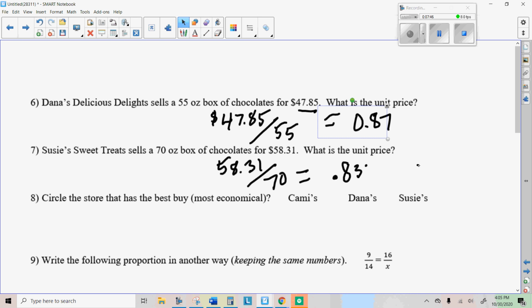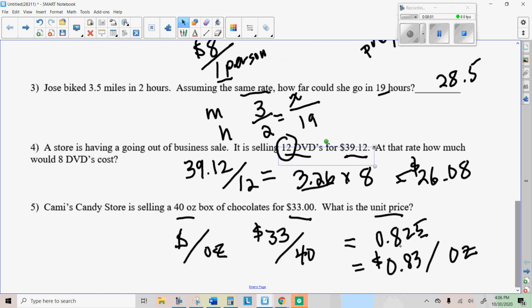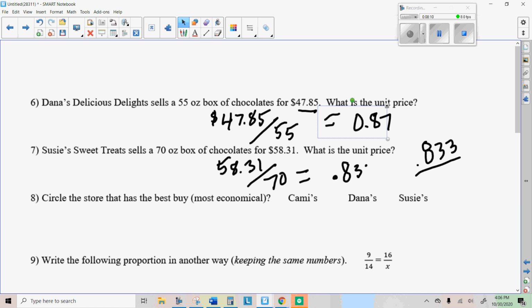Well, we might need to know. I think this is really close to that other one, isn't it? So let's put a 3 there. And then we'll see. Now, which store has the best buy? Let's go back and look at the original one. That was 0.825 per ounce. And this one is 0.833 per ounce. So this is actually a little higher. Let me line that up so you can tell. See, this 3 is a little bit more than this 2. So the lowest price per ounce was the first one, Cammy's.